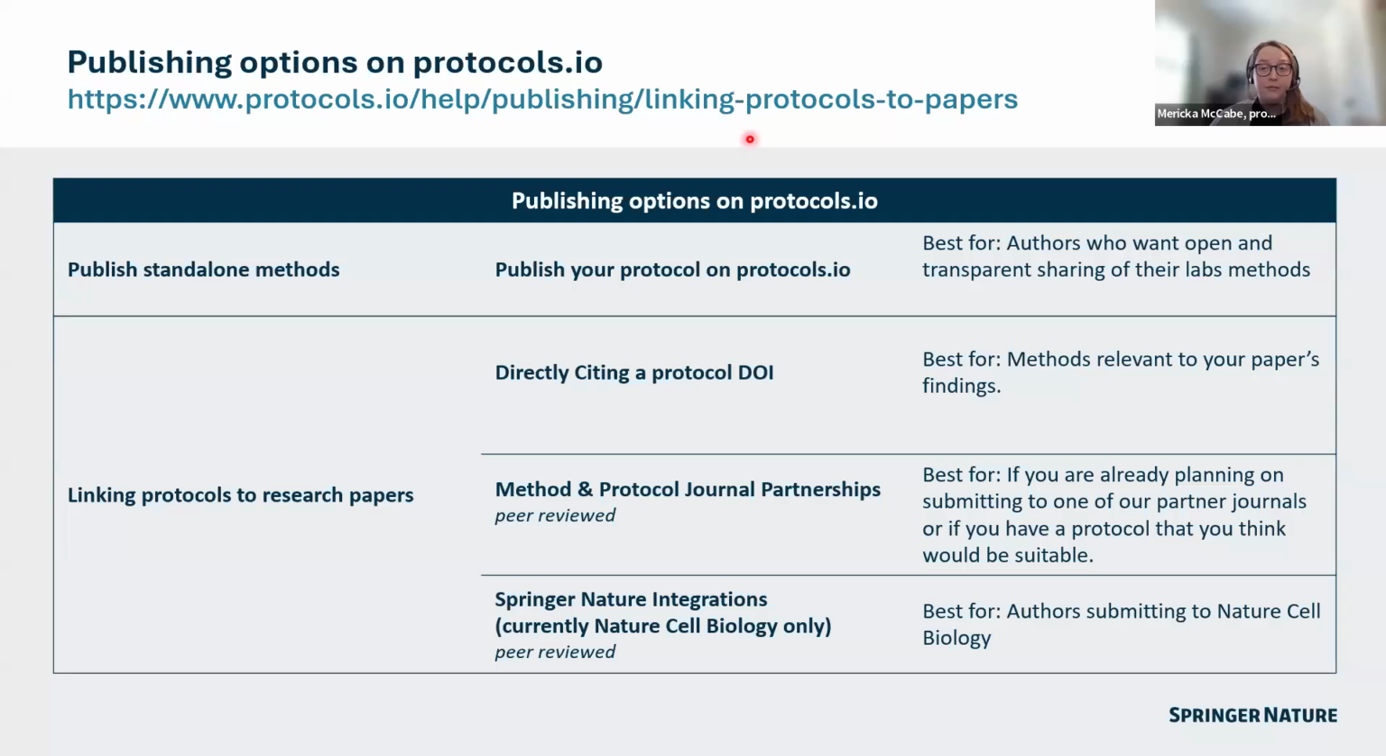The platform is really flexible, and there's several ways to go about it. The two main ways that researchers publish their methods with us is through either standalone methods or by linking protocols to research papers. The researchers that publish standalone methods, those are still citable and available to be used by others, but aren't necessarily linked to that author's own manuscript. And those who link protocols to research papers have detailed methods that support the findings in their manuscript that's published. And today I'll be focusing more on that and on journal partnerships.